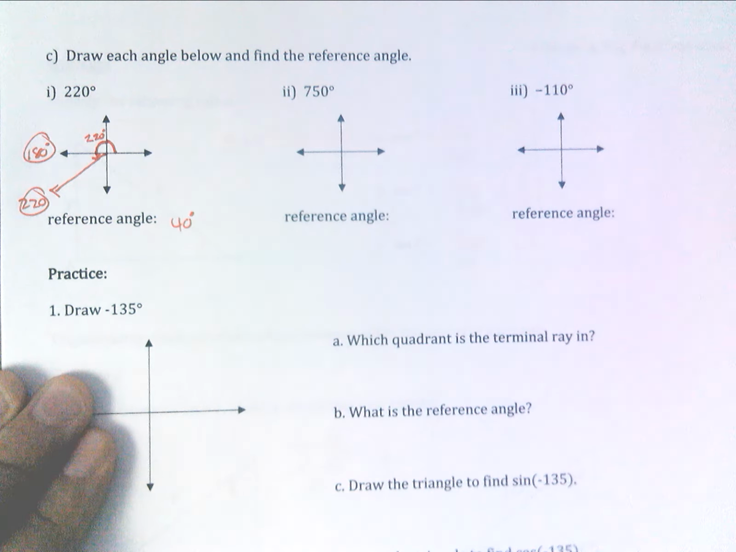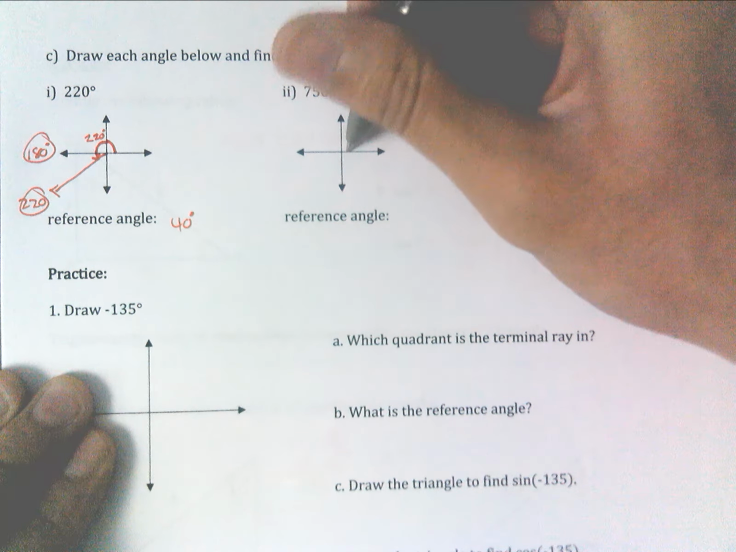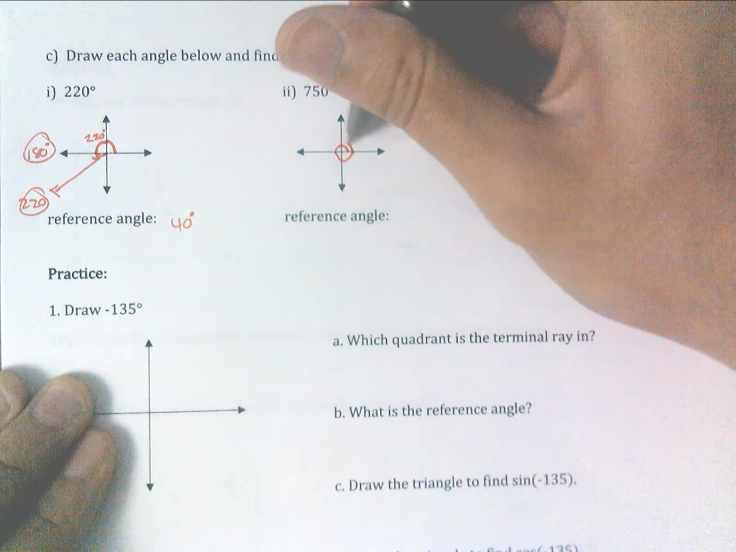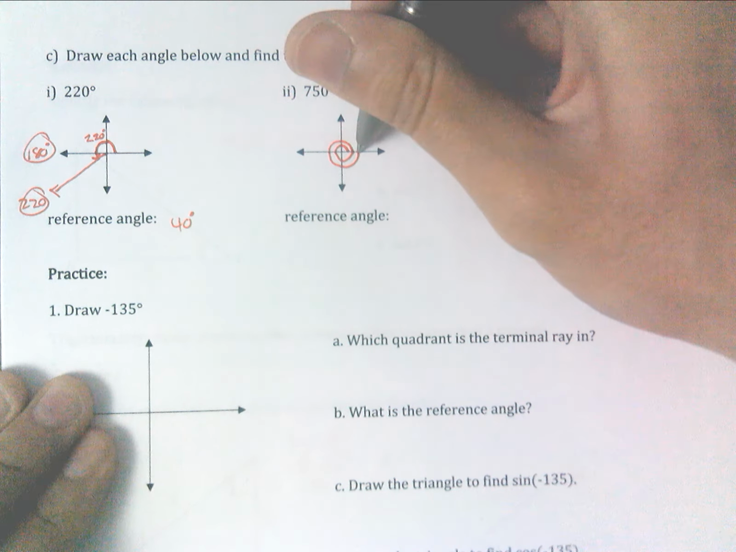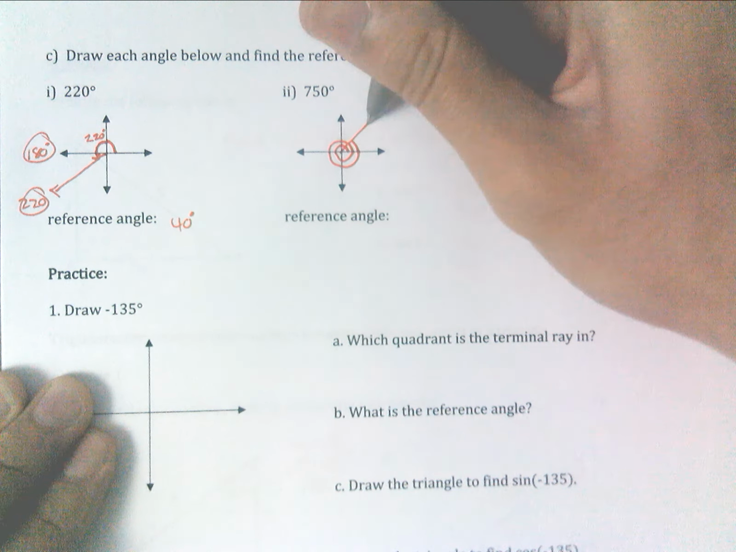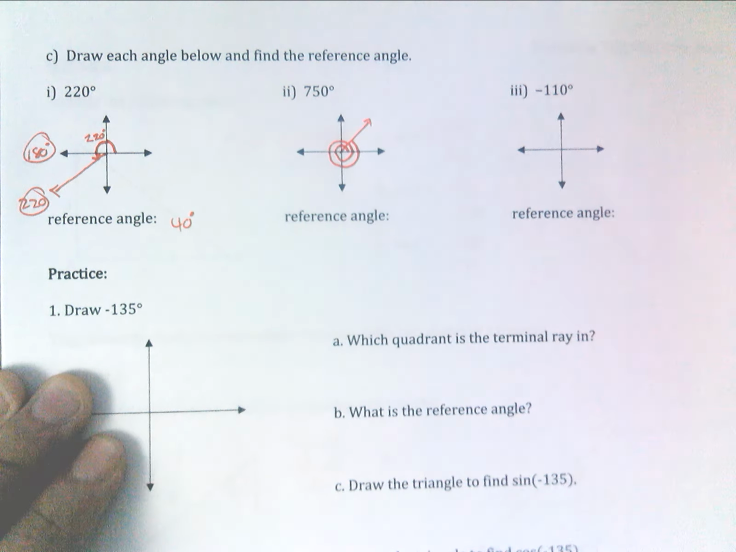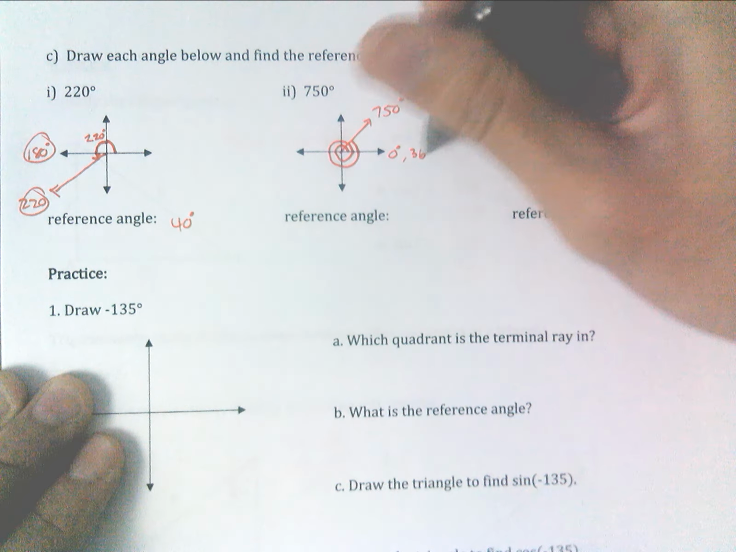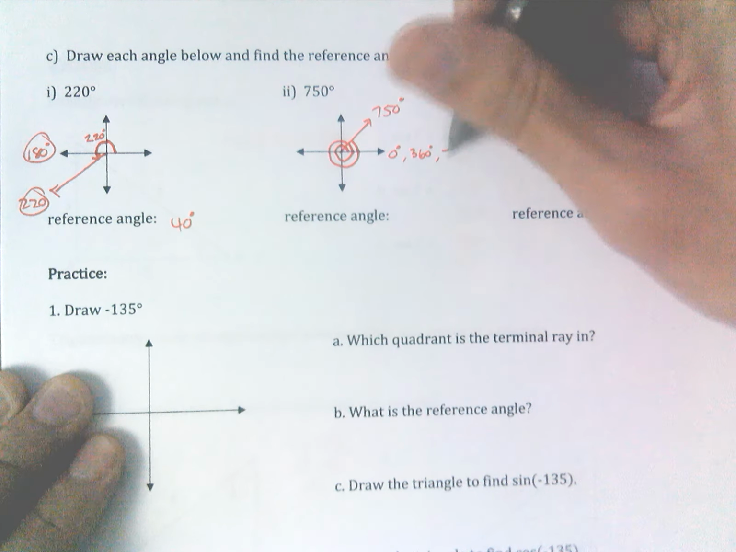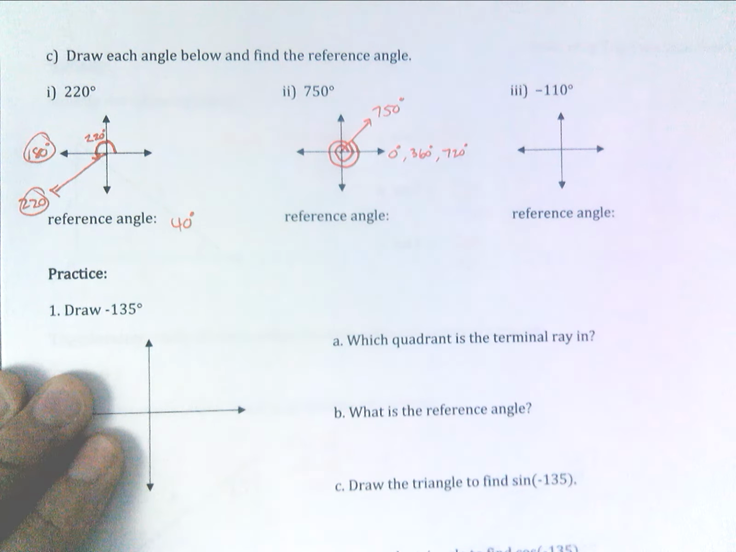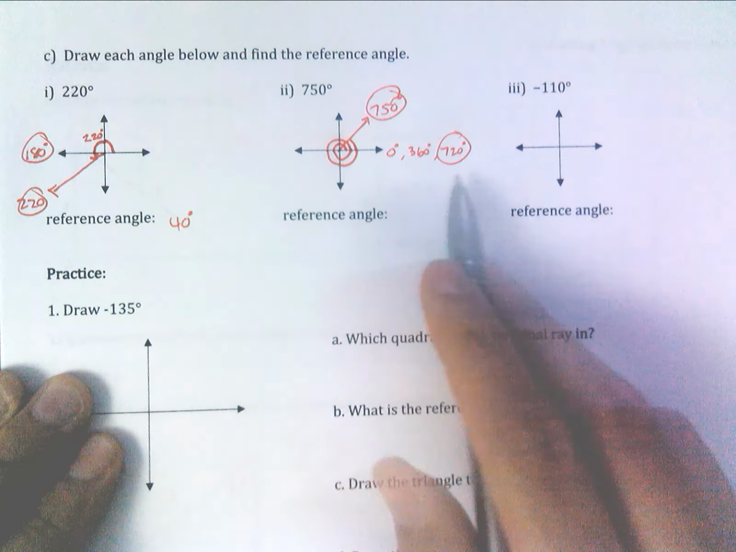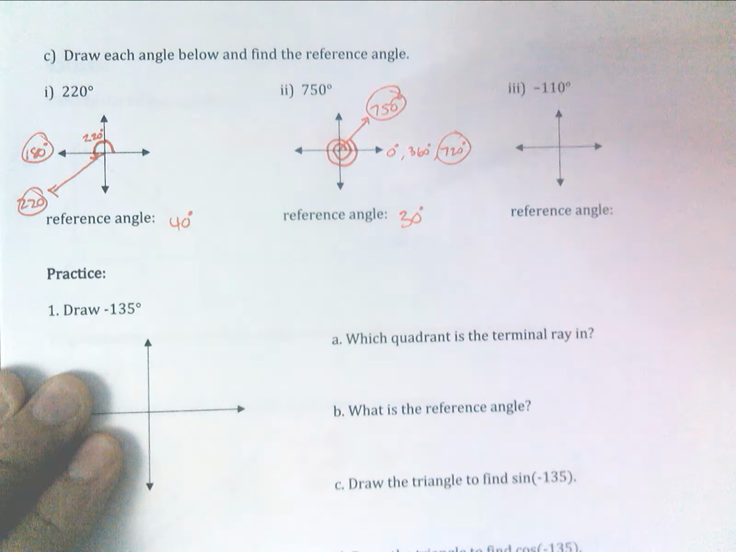Let's try another, 750. So this is greater than one rotation. One rotation around would be 360 degrees. Another rotation around would be 720 degrees. And we've got to go a little further, 750 degrees. So we're going to land in quadrant 1. That's our terminal ray. This is 750 degrees. Zero rotations would be 0 degrees, 1 rotation around would be 360, 2 full rotations around would be 720. So the difference between our terminal ray and the positive x-axis is our reference angle, 30 degrees.